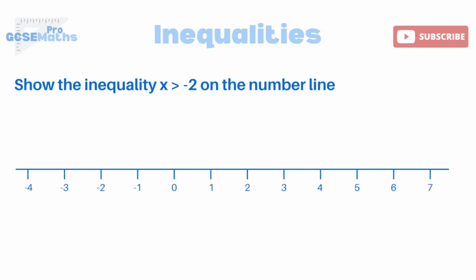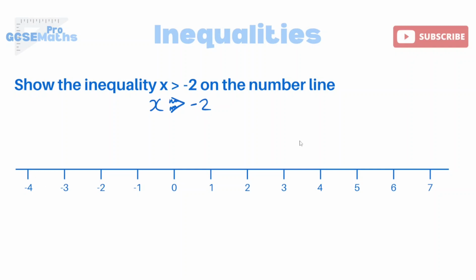So let's do another example. Here we've got show the inequality x is greater than minus 2 on the number line. Now this one I know is greater. X is bigger than minus 2 because, like we said, the inequality is going to face towards the bigger number. Obviously, x represents a number, right? So in this case, x is bigger than minus 2.